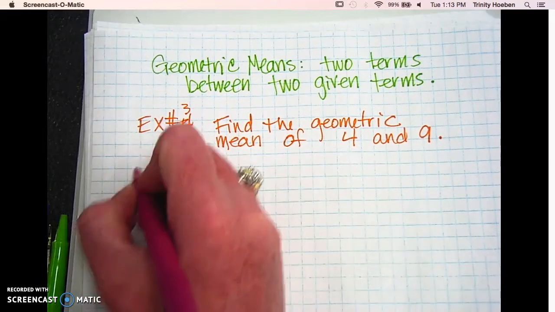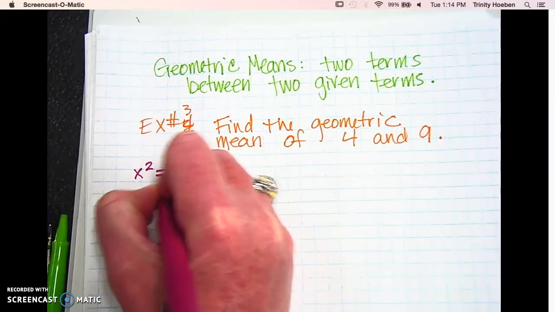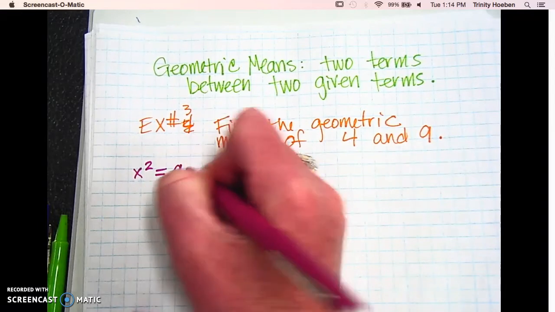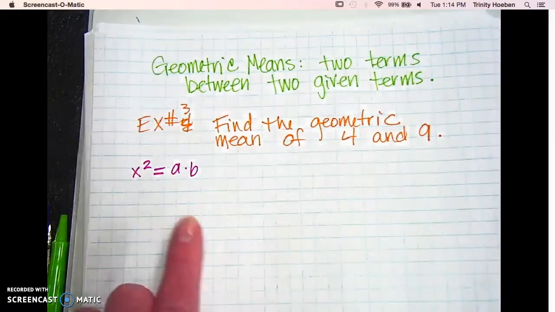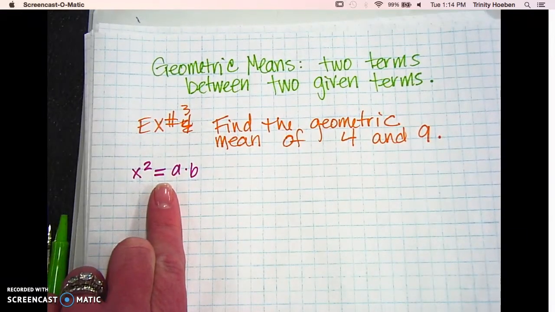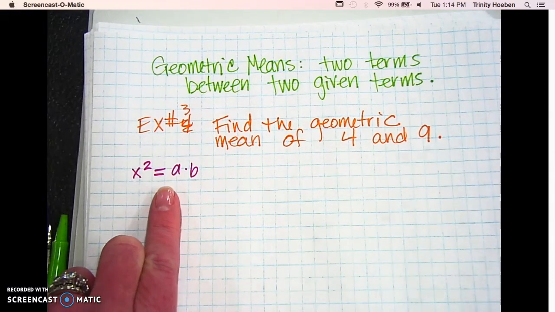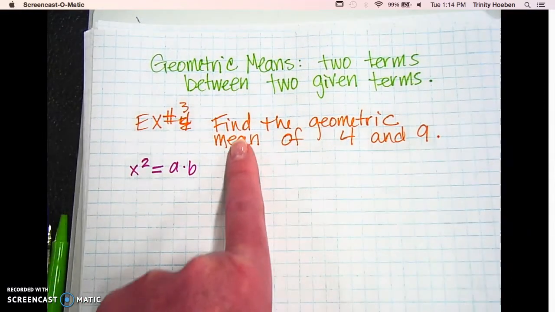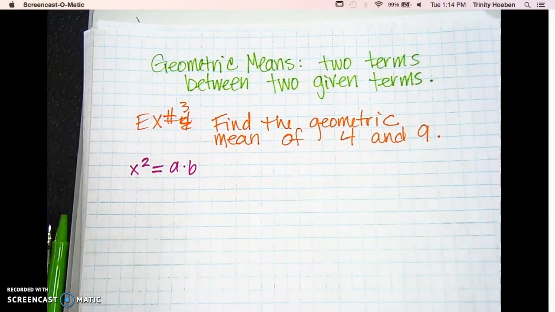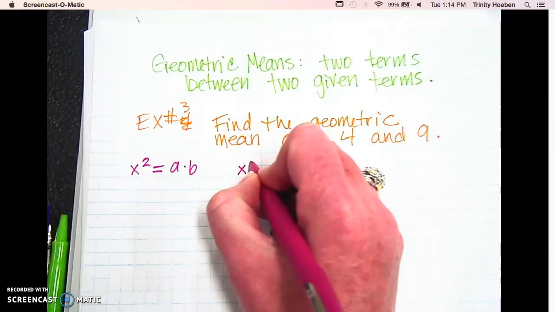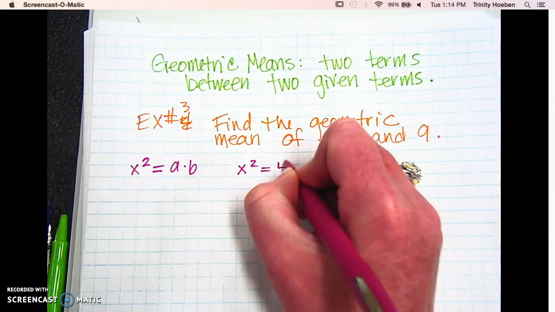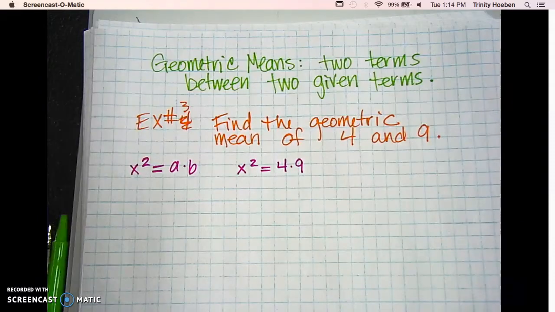All right, so basically there was a formula that looked like this. It was x squared equals a times b. Anybody recognize that? Okay, so for example number 3, if we're going to find the geometric mean of 4 and 9, we're simply going to take x squared and set it equal to 4 times 9.